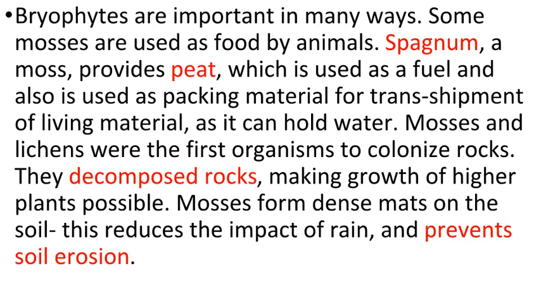Mosses and lichens were the first organisms to colonize rocks. They decomposed rocks, making growth of higher plants possible. Mosses form dense mats on the soil. This reduces the impact of rain and prevents soil erosion.